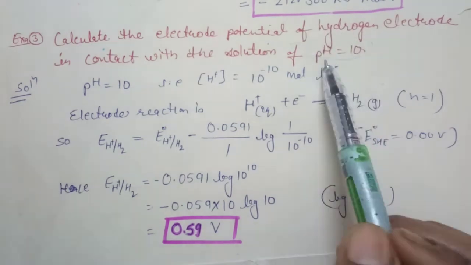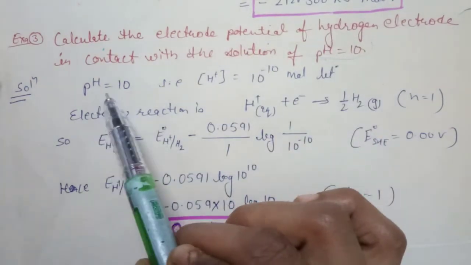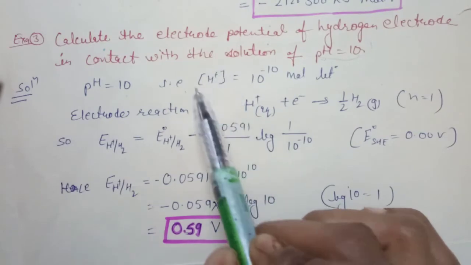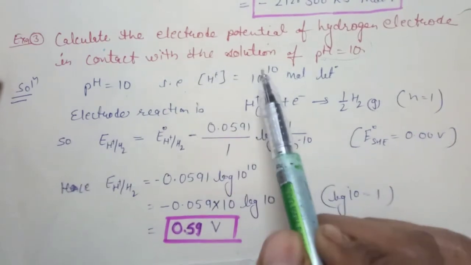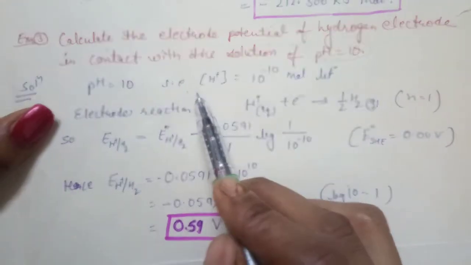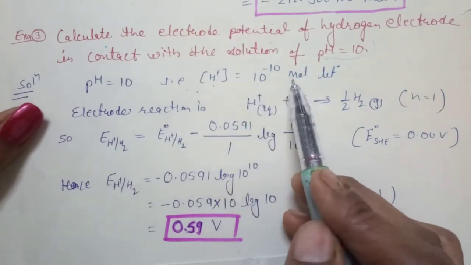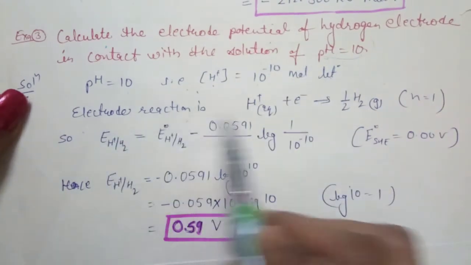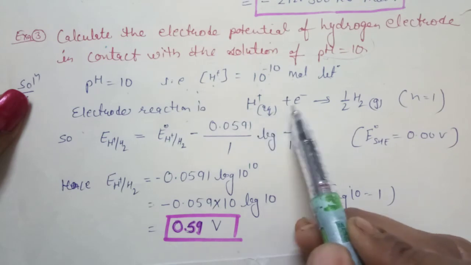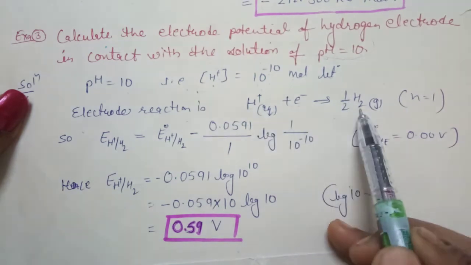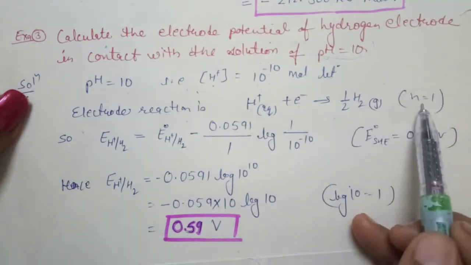Here pH is given. pH is 10, that means the concentration of H plus ions is 10 to the power minus 10 mole per liter. For the electrode reaction, H plus gains 1 electron to make half H2 gas. Here n is equal to 1.